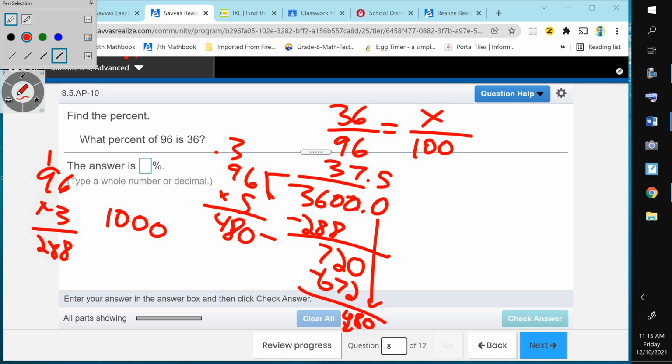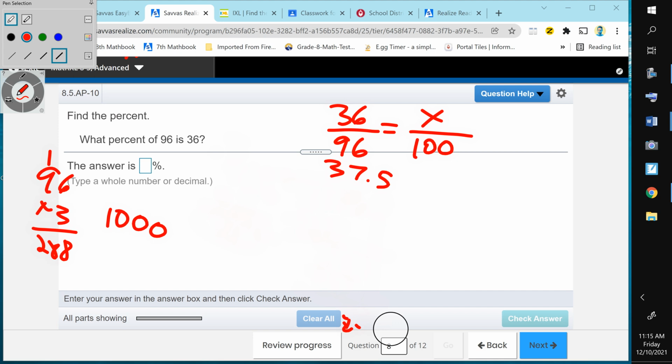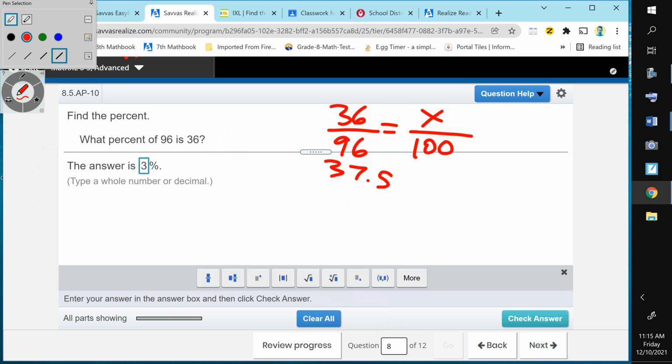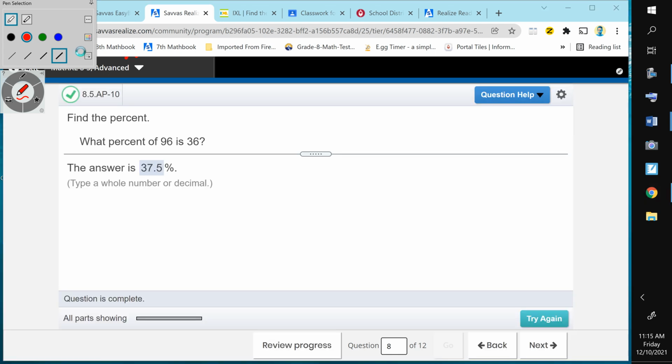It is actually equal to 480. So when I multiply that, that's no remainder. So the answer is 37.5. I just was off by 10. 37.5. I did not need to spend that much time on that. Okay. Next.